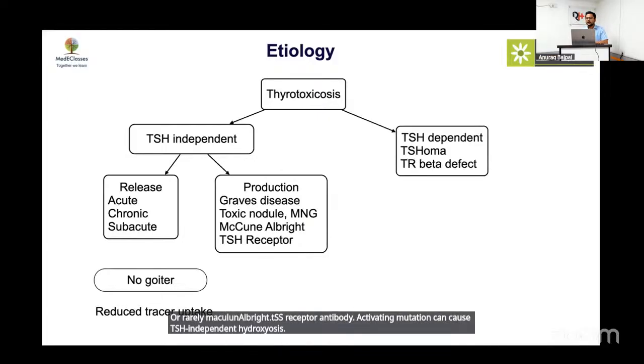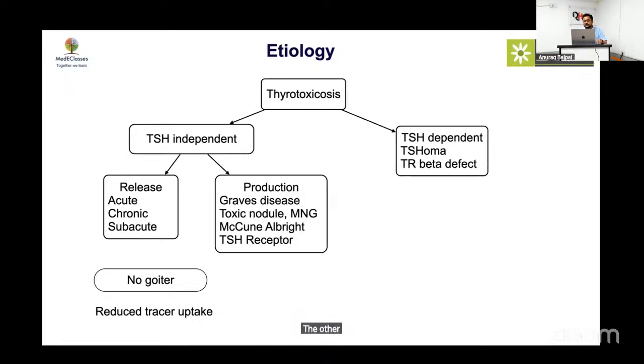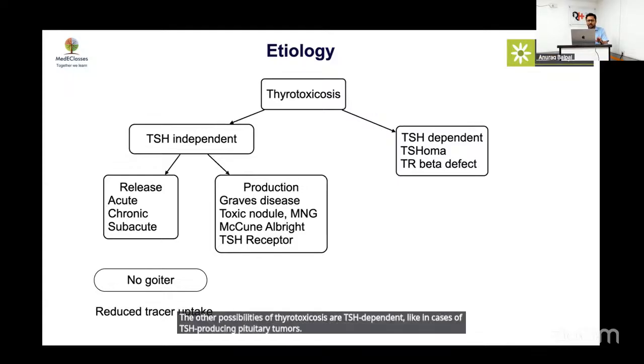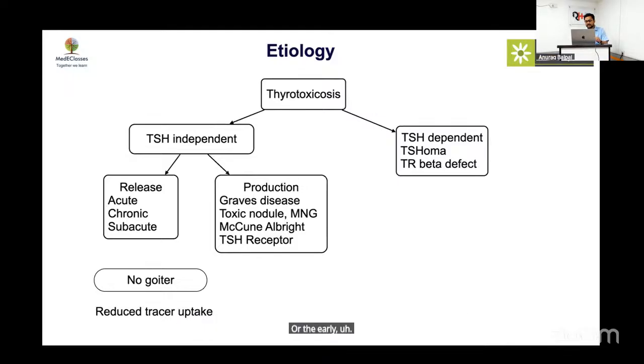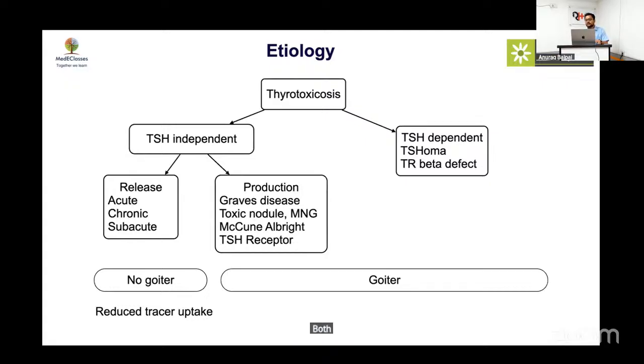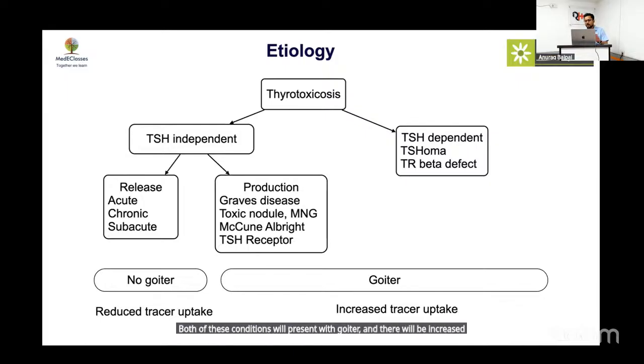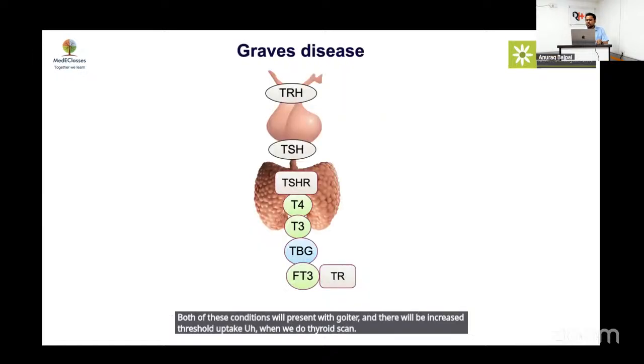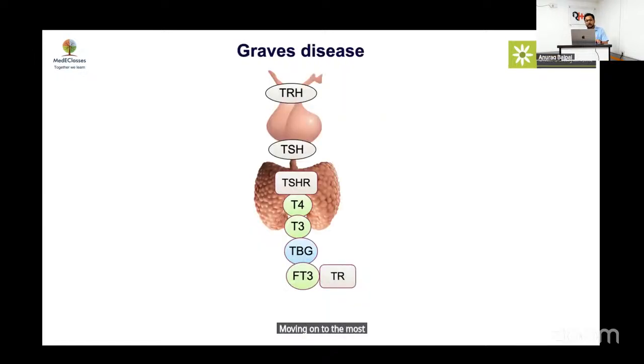thyrotoxicosis. The other possibilities of thyrotoxicosis are TSH dependent, like in cases of TSH producing pituitary tumors, or rarely thyroid receptor beta defect can present like this. Both of these conditions will present with goiter, and there will be increased uptake when we do thyroid scan. Moving on to the most common cause of thyrotoxicosis in pediatric population, that is Graves' disease.